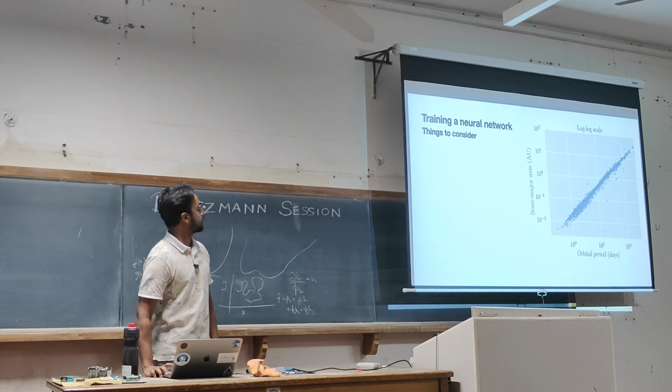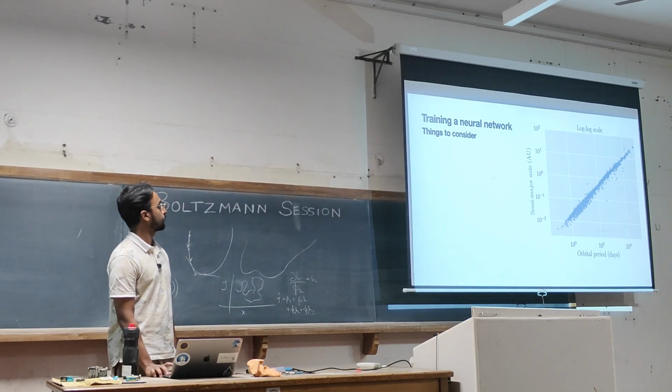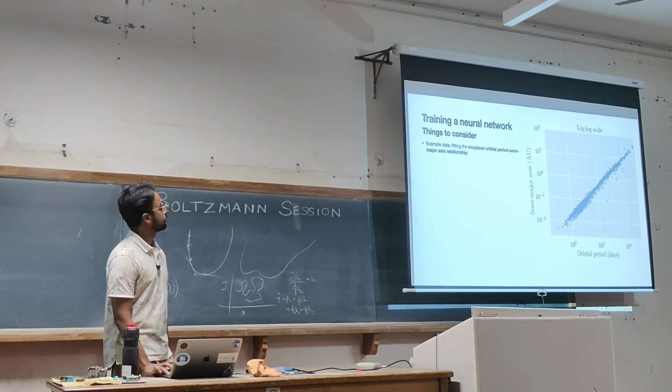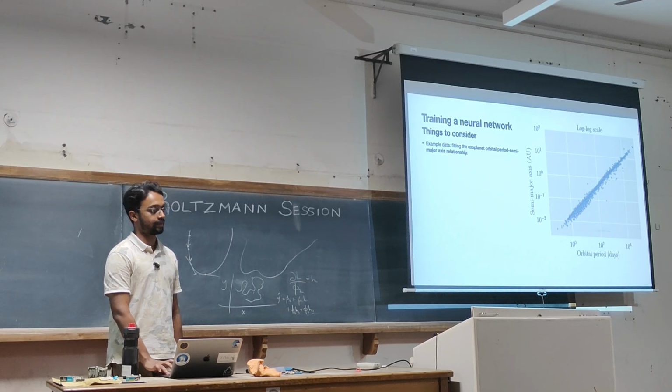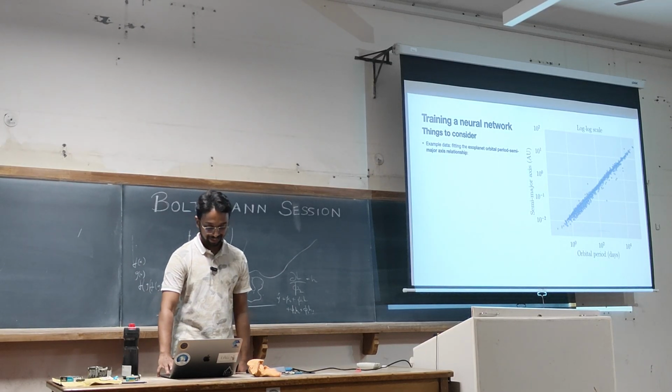I also wanted to show you one example of what it looks like to train a neural network. I want to fit a simple function, say the exoplanet orbital period and the semi-major axis relationship.